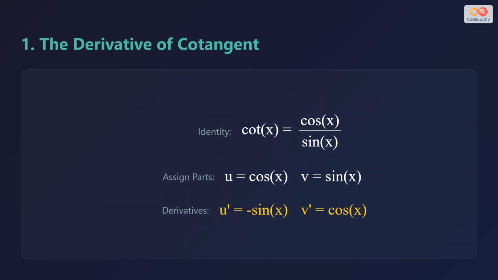Let's start with the cotangent of x to find its derivative. We don't need a new magic formula. We just need to rewrite it. We know from trigonometry that cotangent is cosine of x divided by sine of x. This is a perfect candidate for the quotient rule. Here, our top function, u, is cosine, and our bottom function, v, is sine. Their derivatives are negative sine and cosine, respectively.